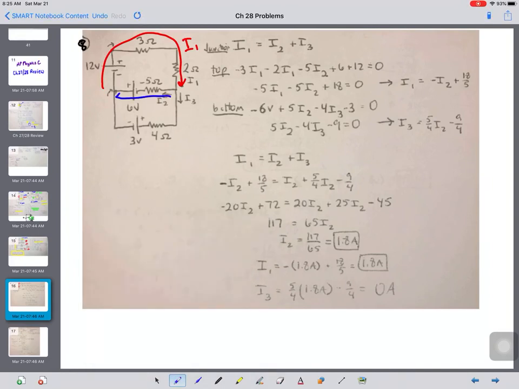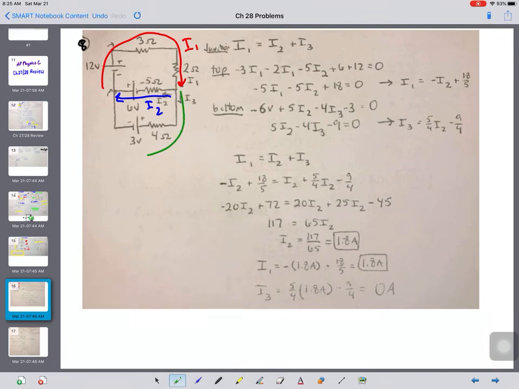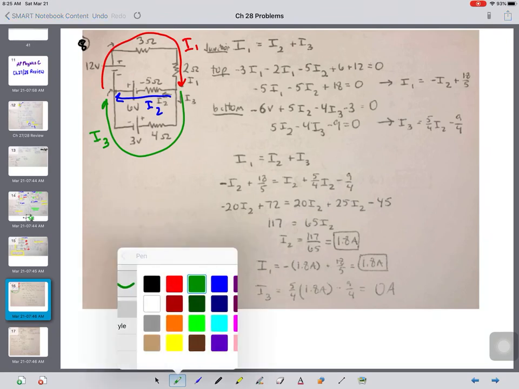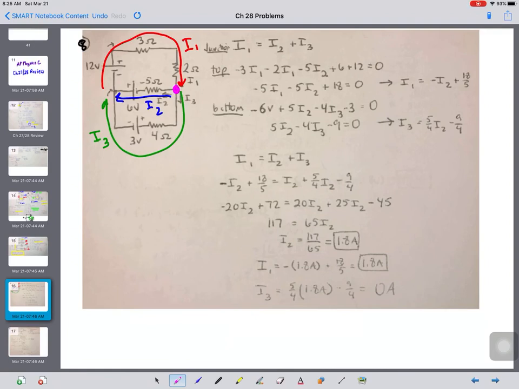And then I2 across this center branch, and then I3 around here. From there, it's a matter of setting up your equations. Junction rule on that junction there.